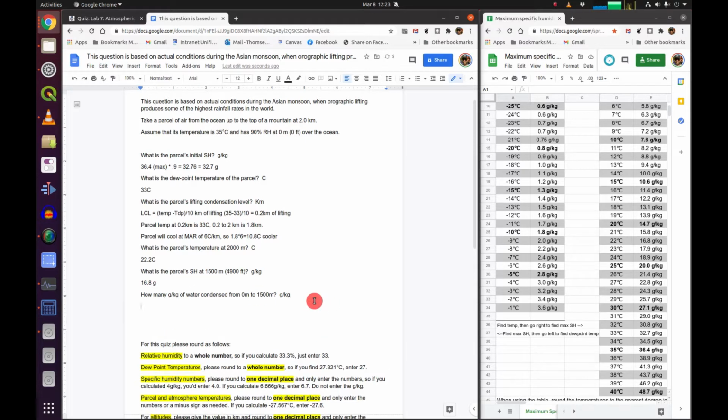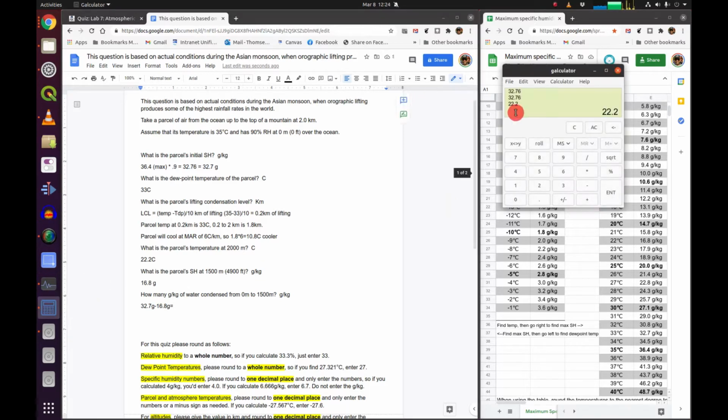And then how many grams of water vapor condensed? What did we start with? 32.7 grams minus 16.8 grams equals, get the calculator back. So we've got 32.7, enter, minus 16.8 is 15.9 grams. Okay, so now we've got all the answers figured out.